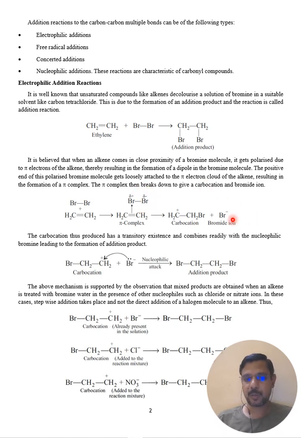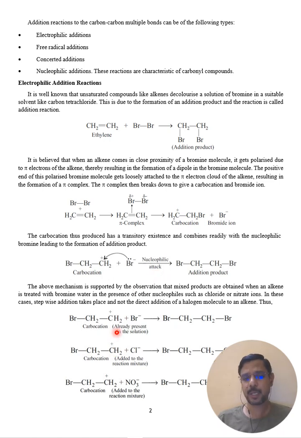Now this Br minus and the carbocation combine with each other through electrostatic interaction. Then finally the addition product comes. Each bromine will be added on each carbon of the alkene. So this is how the addition reaction occurs.